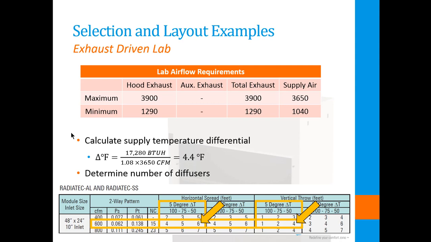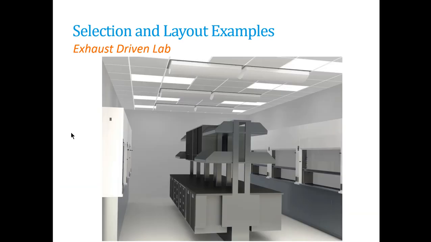If diffusers are placed closer than 6 feet from each other, the collision of airstreams could result in unpredictable air motion that could potentially disrupt airflow around the hood. A layout that would meet these requirements would look something like this, where the diffusers are installed 8 foot on center and then 2 to 3 feet away from the hoods.